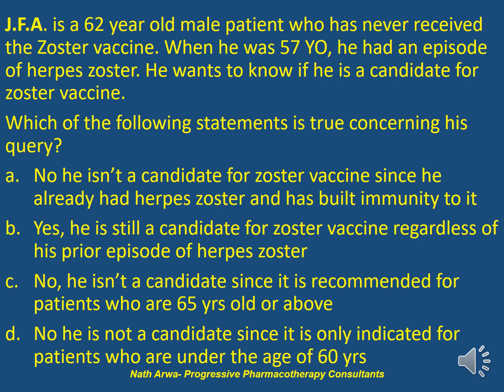Or should the answer be B, yes, he is still a candidate for the zoster vaccine regardless of prior episodes of herpes zoster? Or should the answer be C, no, he isn't a candidate since it is recommended for patients who are 65 years or above? Or should the answer be D, no, he is not a candidate since it's only indicated in patients who are above the age of 60? So I'll give you 10 seconds to make a rational decision.